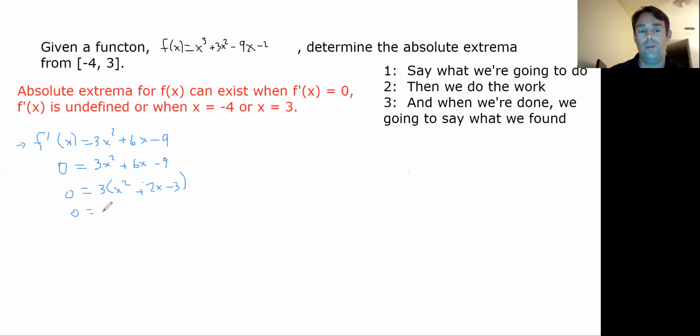All right, so we have x plus 3, x minus 1. So x equals negative 3, and x equals 1. So we're going to plug in our values now into our function. We're going to plug them all back into the original function. And again, I'm going to write it again so there isn't any confusion. It's going back into the original function.